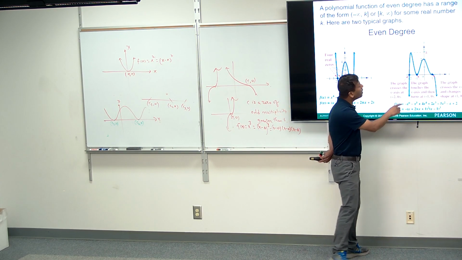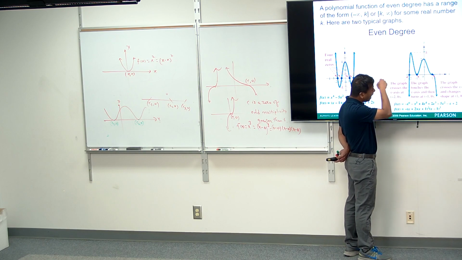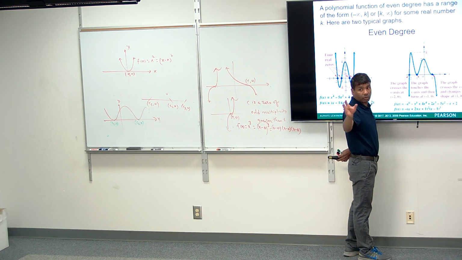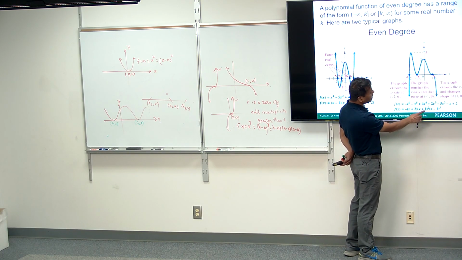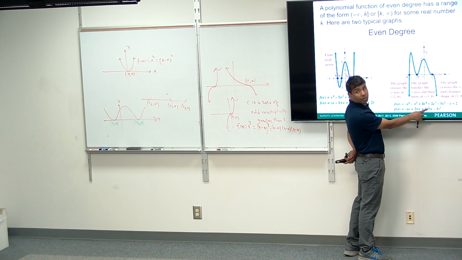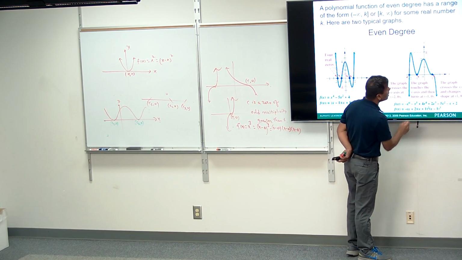Now if you look here at this -1, the factor will be x minus -1, so x plus 1. How many times does x plus 1 repeat? 2. You see that? So 2 is an even multiplicity.